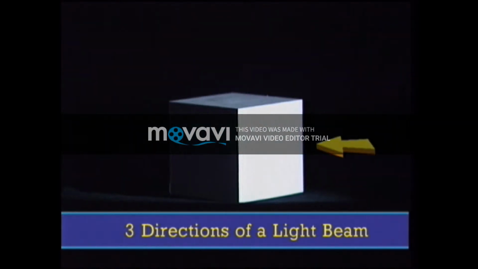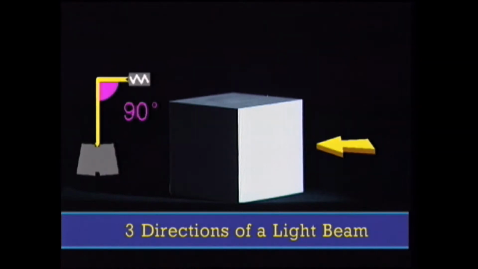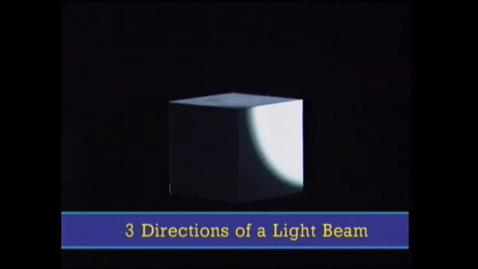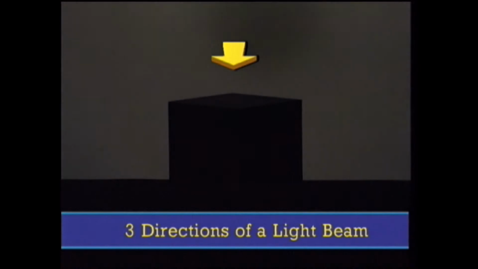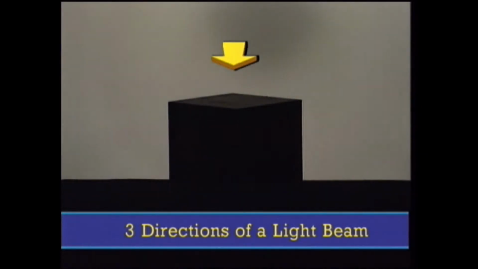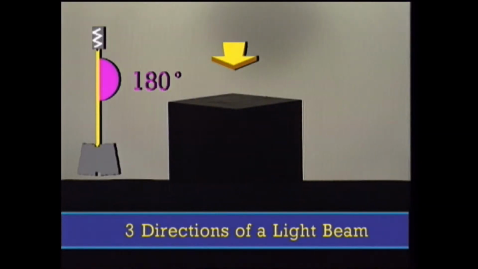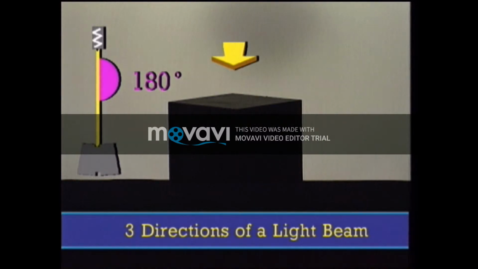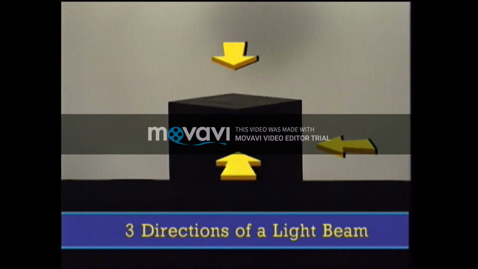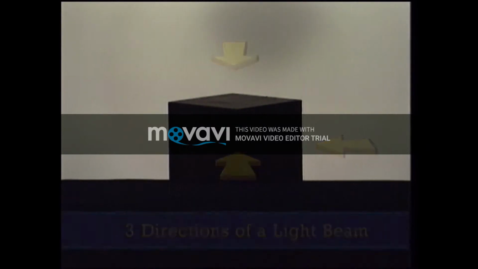Light from the sides, the illumination angle is about 90 degrees. And light from the back. The illumination angle is about 180 degrees. Every illumination angle provides different information about an object.